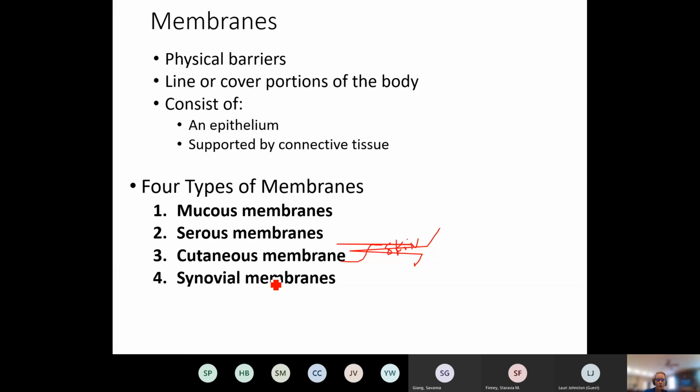Okay, so the cutaneous membrane, there's only one. That is your skin. That is your epidermis and dermis. And so another name for it as a membrane is the cutaneous membrane.